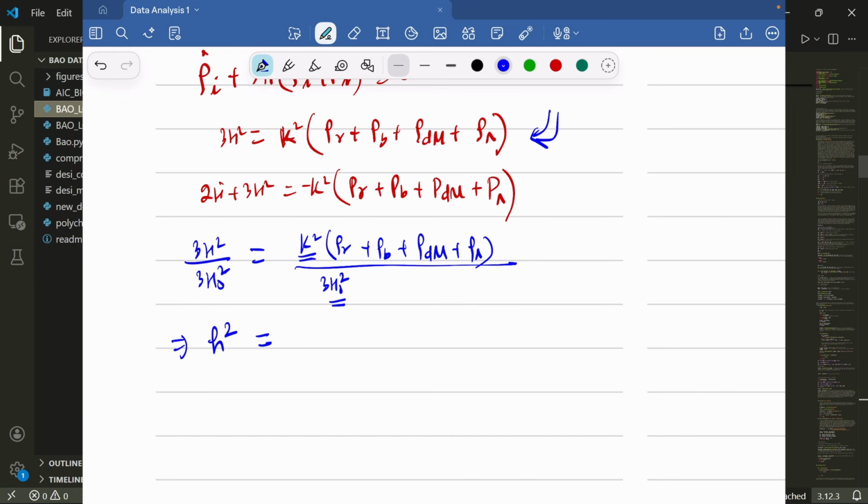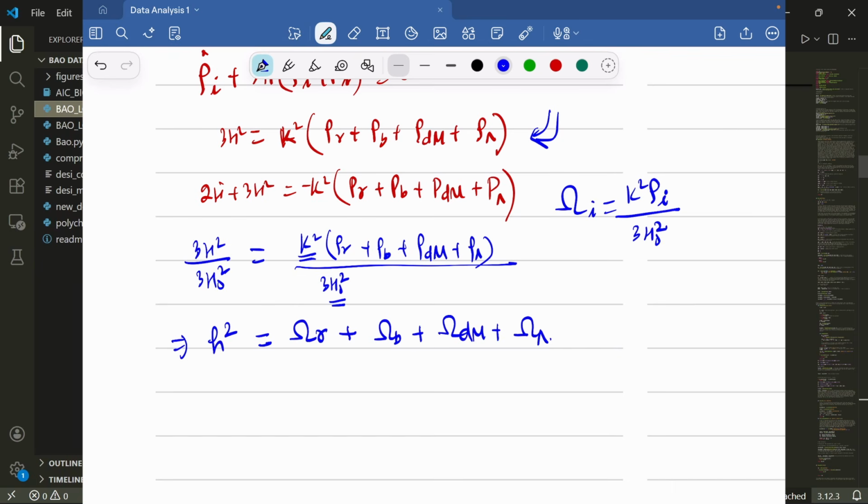Everything, if I just club it together, becomes a dimensionless quantity. So for each species, I can write kappa square rho r by 3H naught square becoming your omega r plus omega b plus omega dm plus omega lambda. So how is my omega i defined? Omega i is defined as kappa square rho i by 3H0 square.